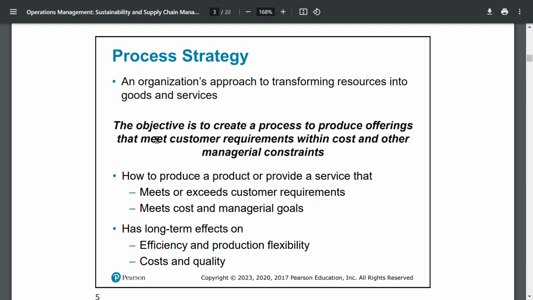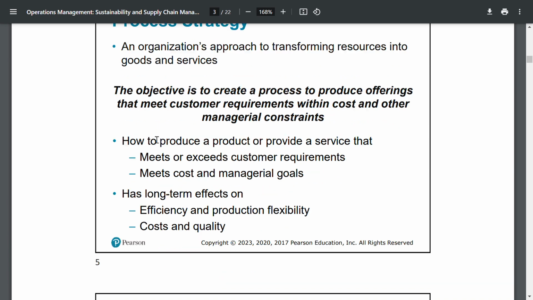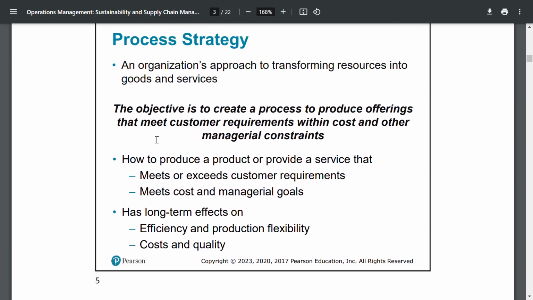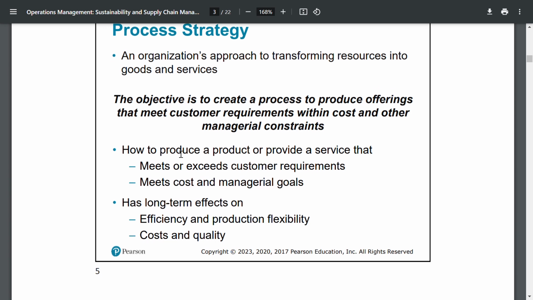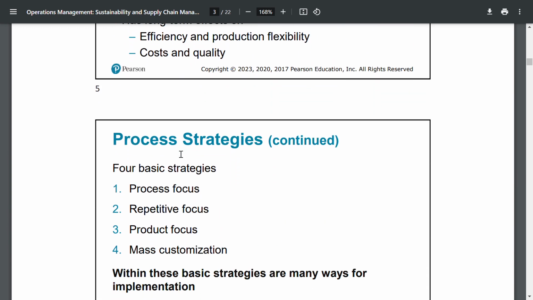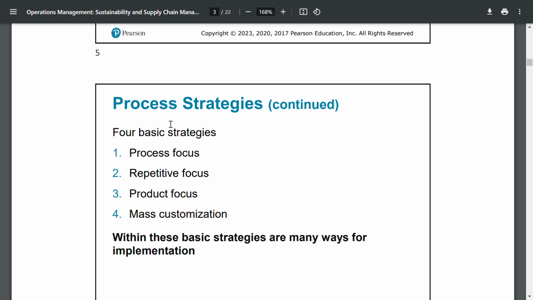So the process strategy also has some long-term effects on each of these: efficiency and production flexibility, and also the costs and the quality of our product. So the process strategy is very important, it determines each of these important points and it states them clearly. So let's now go on and discuss the process strategies that are available.